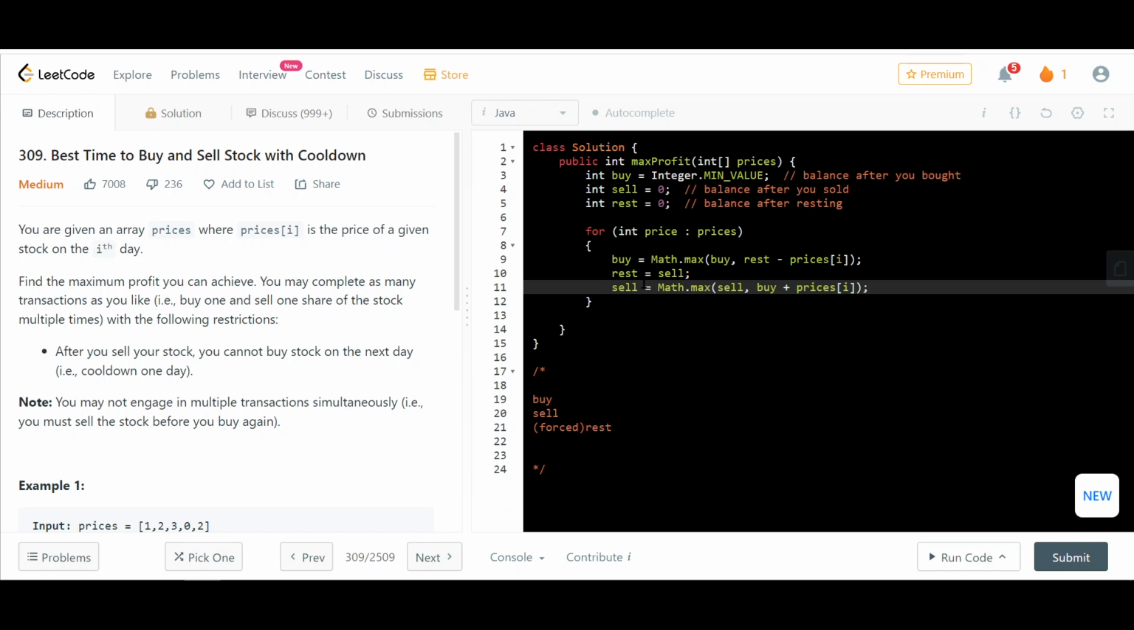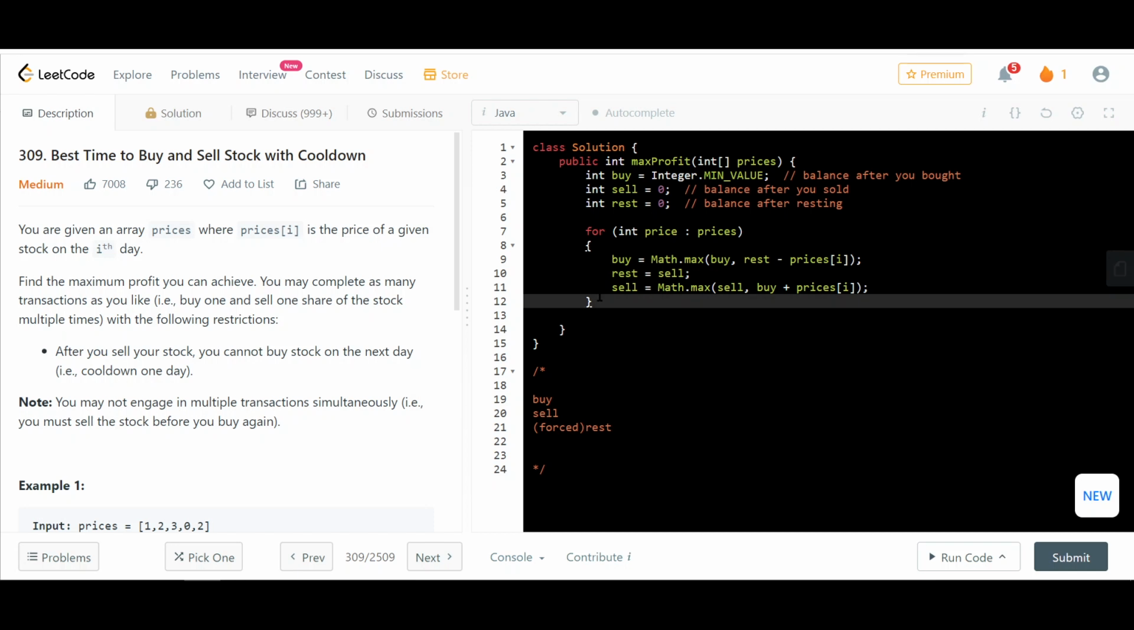So either you buy or you rest or you sell. Let's just understand again if there is a problem or not. So when you're buying, you will depend on rest. When you're resting, it will be the last sell. And when you're selling, either it will be the last sell or you will sell on this day, which will depend upon the fact that you sell after you buy, after you rest. Is there a max or something? No, if you're resting, that means you're forced to rest after a sell. So there's no max here. You are forced to rest. Okay, so these are the things.